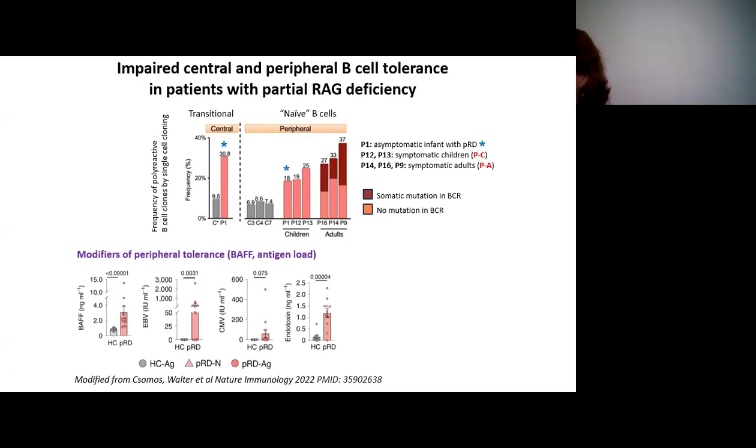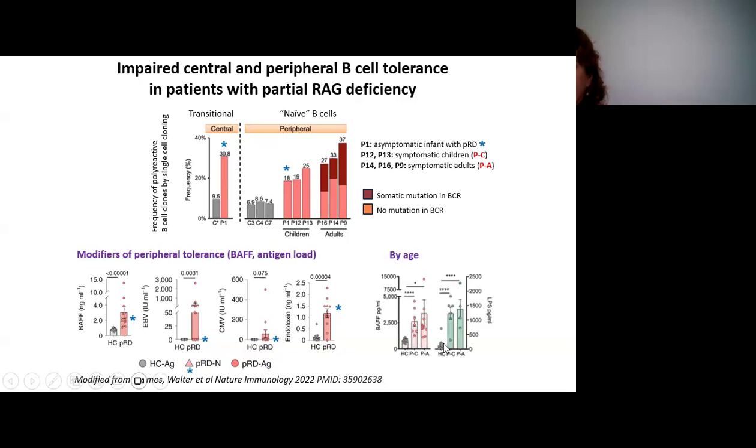And that sort of links us back to this whole naive B cell compartment that we talked about. And these modifiers could be EBV, CMV, endotoxin with microbiome translocation, or even there is a question whether BAFF is important in this process. So what you can also appreciate here is that the older the patients were, the more likely they had these modifiers in their serum.